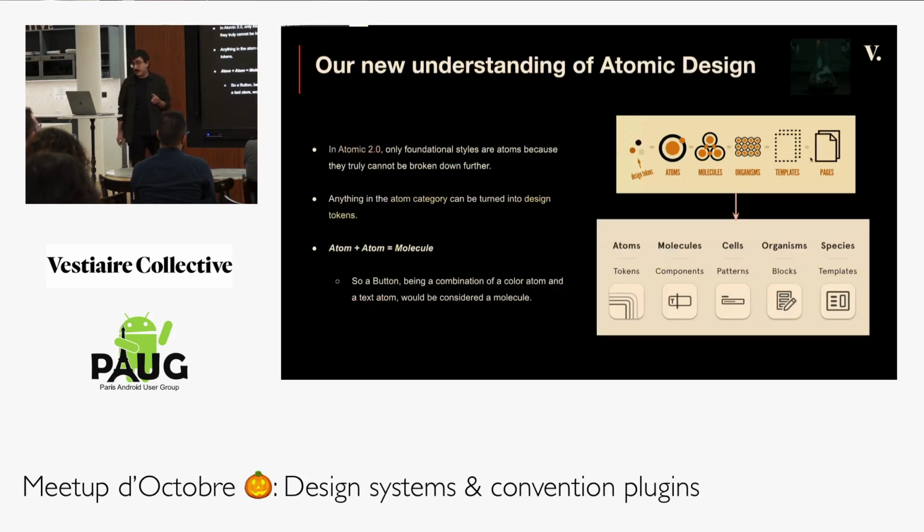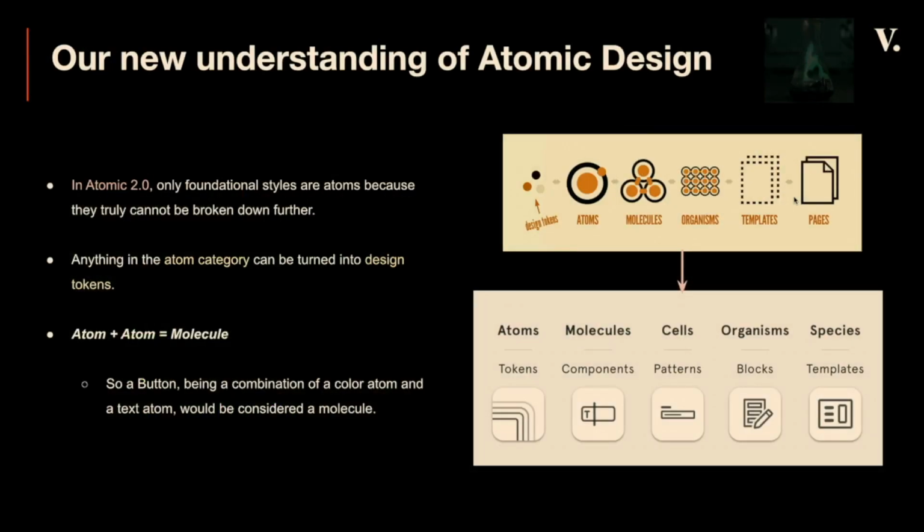So with the new evolution of atomic design concepts, in Atomic 2.0, only foundational elements, foundation styles, are atoms because they truly cannot be broken down further. So anything in the atom category can be turned into design tokens. With this approach, the atoms can only create a molecule when combined with another atom. So a button, being a combination of color, text, and spacing atoms, would be considered a molecule. So we can see the transformation through these two illustrations.